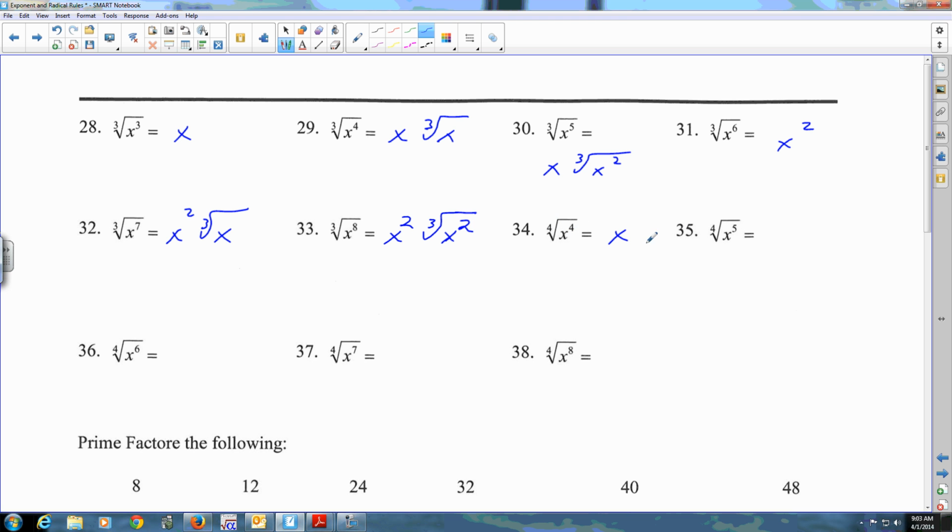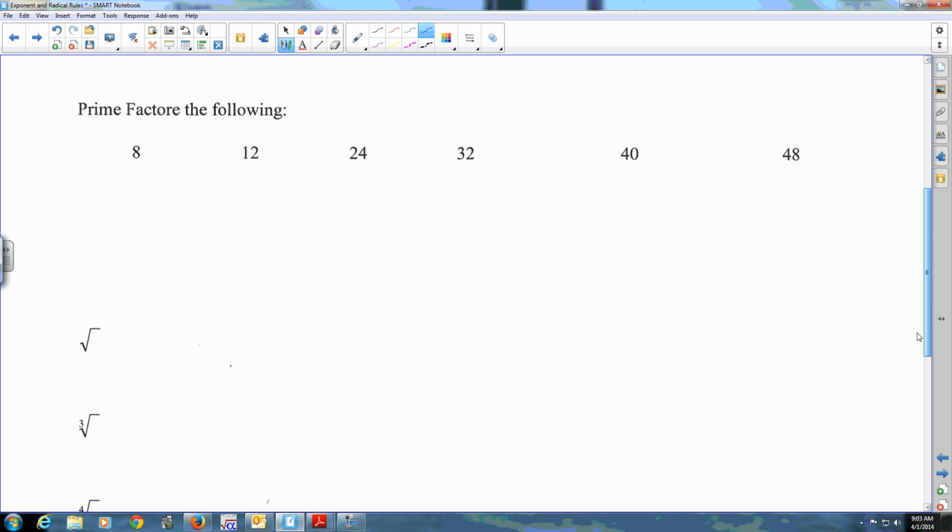4 goes into 4 once. 4 goes into 5 once, with 1 left over. 4 goes into 6 once, with 2 left over. 4 goes into 7 once, with 3 left over. And 4 goes into 8 twice. Right? Doing a little bit of prime factoring.